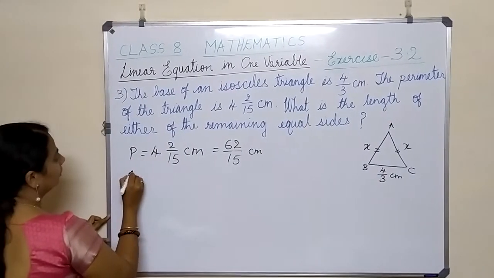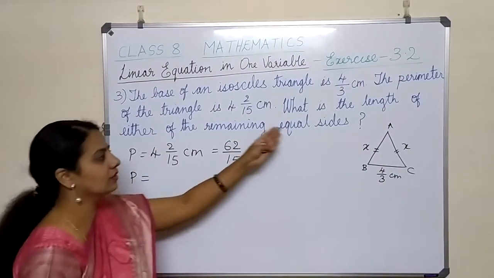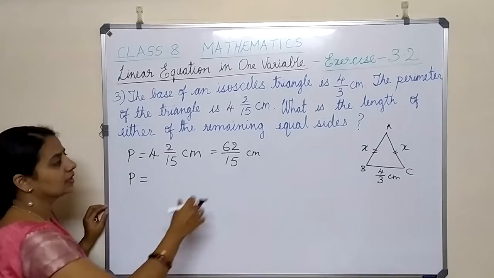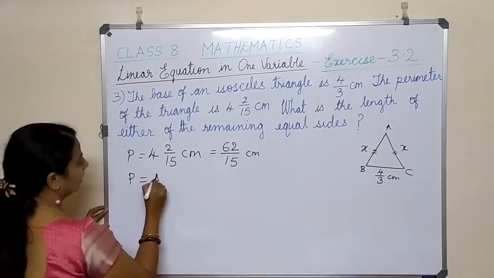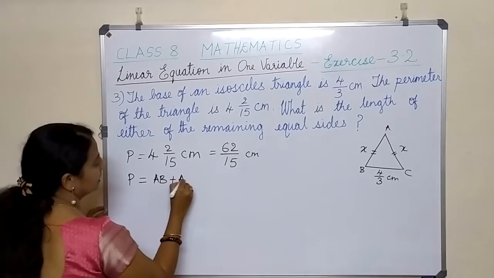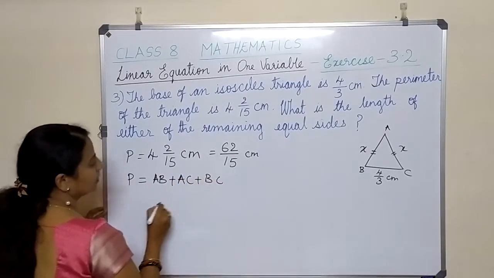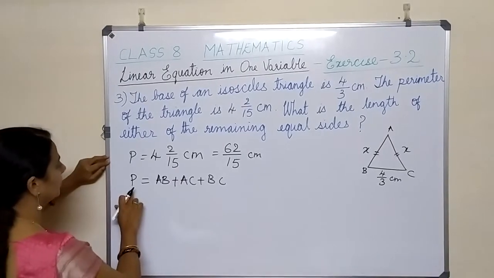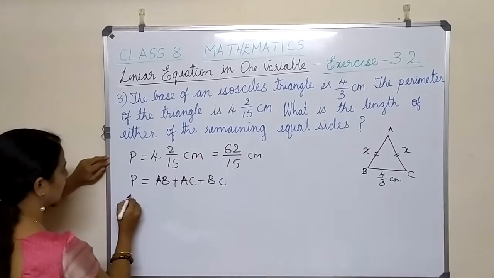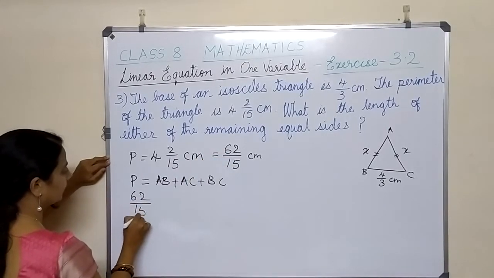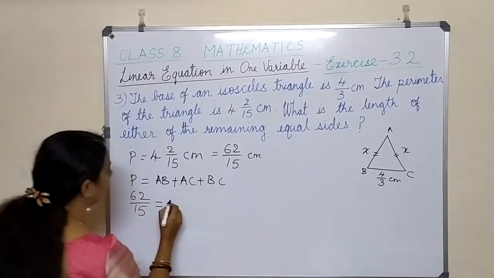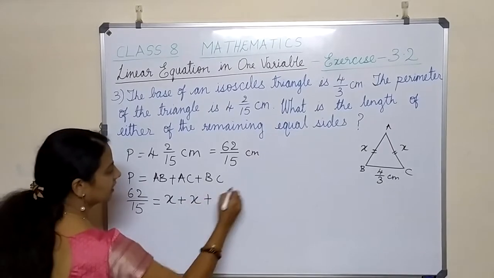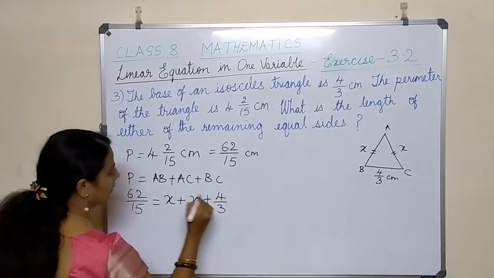So now what is the formula for perimeter? Perimeter is the length of all the sides of the given triangle. In this case it's a triangle. So P is equal to AB plus AC plus BC. If I add all the sides, you will get the perimeter. In place of perimeter P, you can write 62 by 15. Now AB is x, AC is again x, BC is 4 by 3.